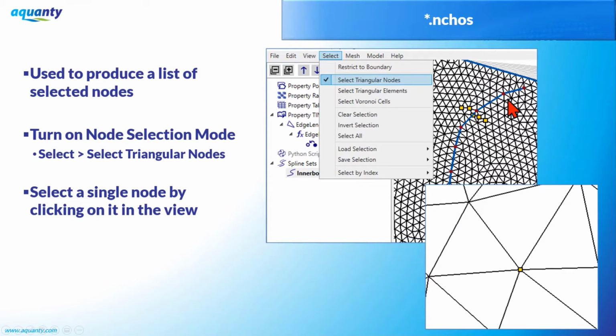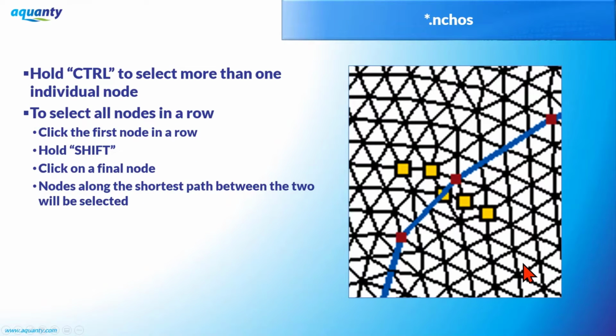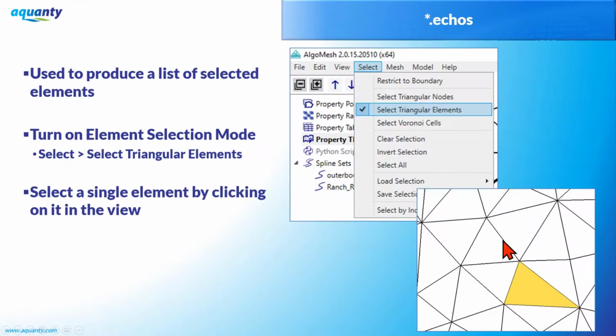So NCHOS files, you would just go to select and select triangular nodes, and then you can select single nodes by clicking on them in the view. If you want to select more than one in a single selection, just hold Control, and then you can click on any singular node. If you want to select all in a row, you would hold Shift while doing the same thing. And it would connect along the shortest path between the first one you clicked and the last one that you clicked.